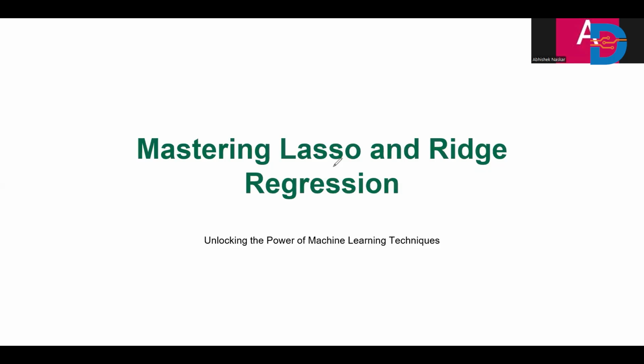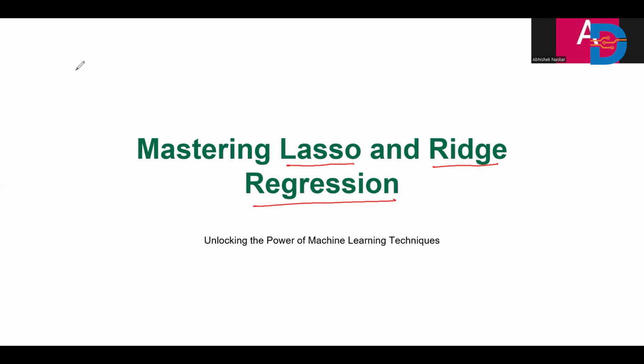So hello everyone. Now we are going to learn about two important tools of machine learning, which are called Lasso and Ridge regularization techniques, or Lasso and Ridge regressions. Those two regularization techniques are used in machine learning models to reduce overfitting issues and to create a generalized model which can predict with good accuracy.